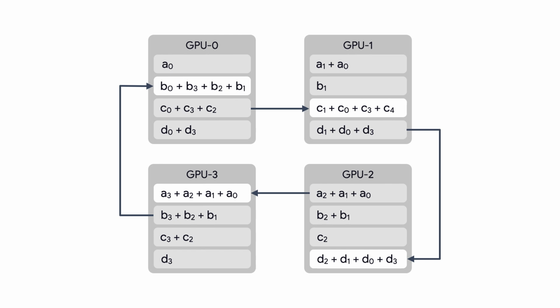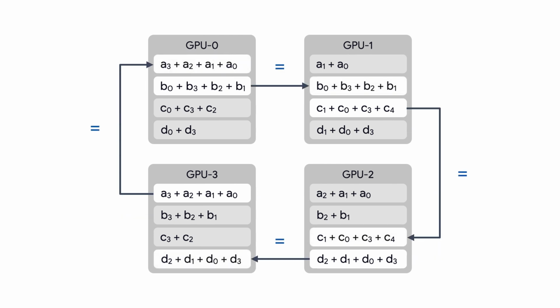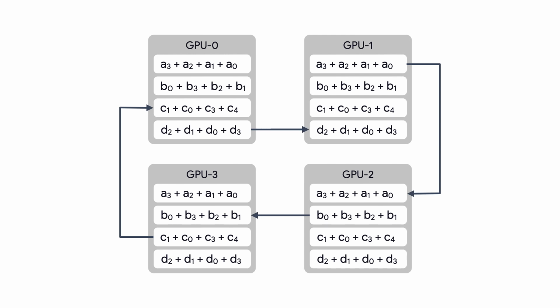So we have to collect these values and make sure that every GPU ends up with the same array. At this point, the all-gather phase of the algorithm starts. GPU 0 sends the fully reduced B0 plus B3 plus B2 plus B1 to GPU 1. GPU 1 sends the fully reduced C1 plus C0 plus C3 plus C4 to GPU 2, and so on. At the end of the all-gather phase, all GPUs have the same fully reduced array. And at this point, each GPU can do a simple division operation to calculate the average gradients.